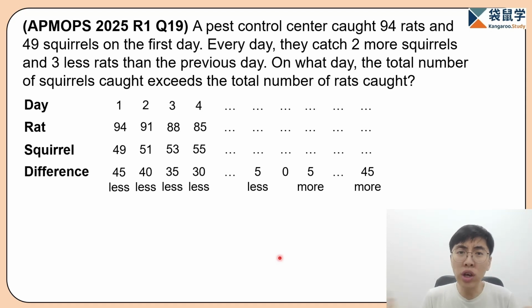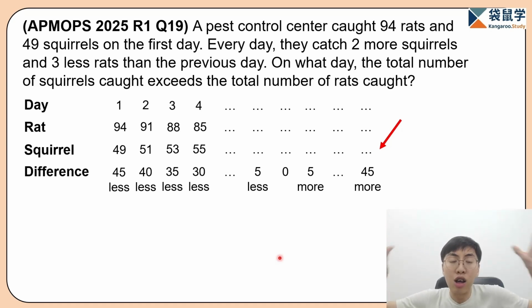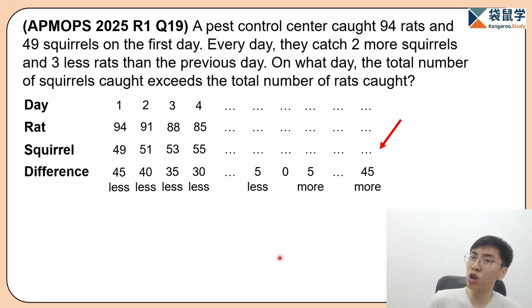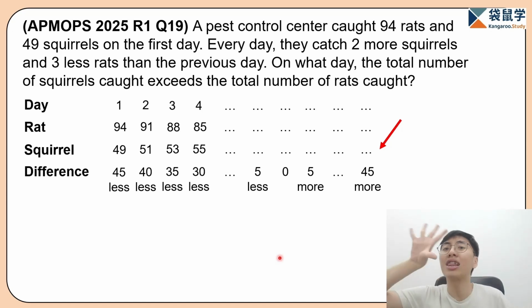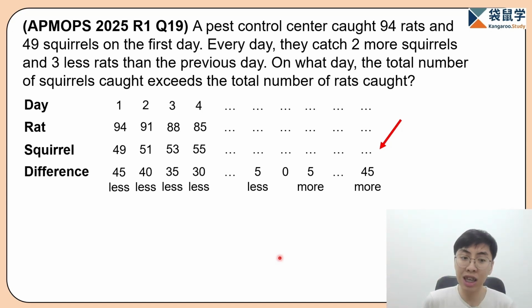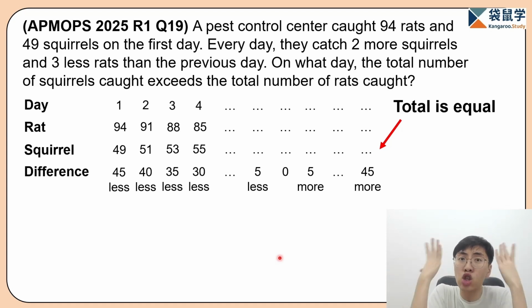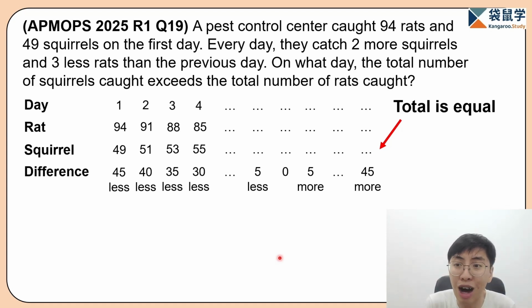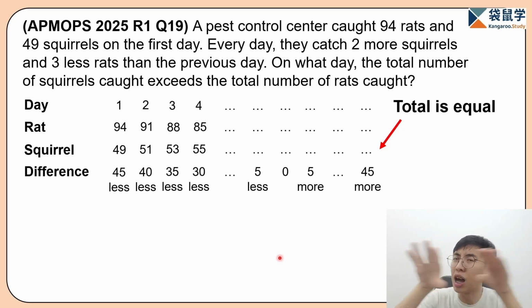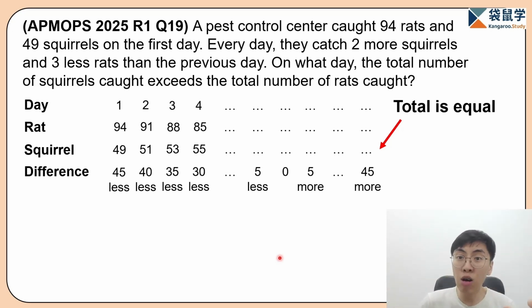What do we notice about 45 more? On this specific day, if we look at our table over here, the left and the right, what are they? It is also known as being symmetric. The left and the right are exactly the same. So that means the total is equal now between our rats and squirrels. The number is exactly the same. So now what do we have to find? We have to find the number of days before we reach this last day over here.